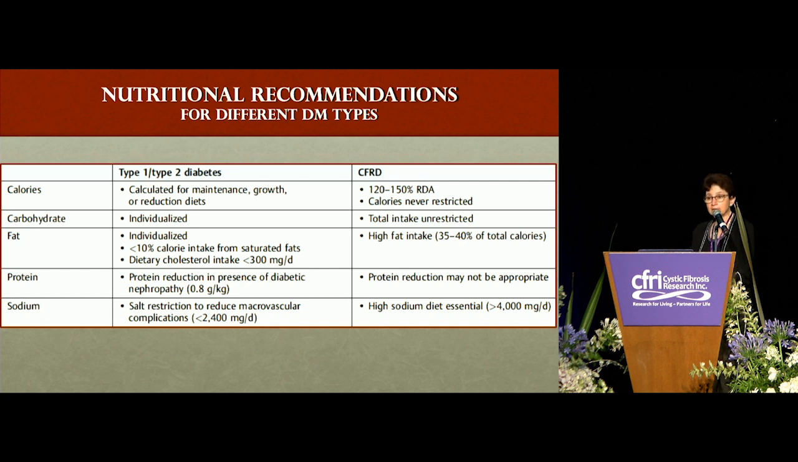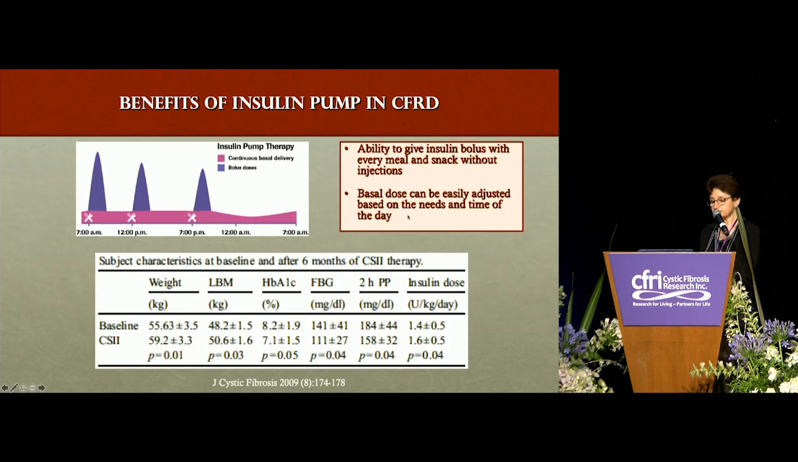The calculated nutritional requirements are way higher in CFRD than in non-cystic fibrosis-related diabetes, and you can see an average for CFRD required 120 to 150% of the calories needed compared to other types of diabetes, and that includes all the nutrients and carbohydrates in particular.